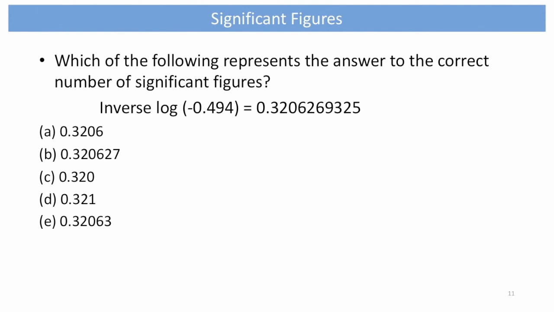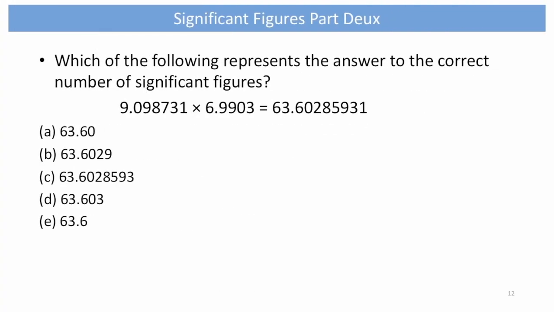So what is controlling the number of significant figures? Remember, if it's an inverse log, this is the characteristic. This is the mantissa. So the mantissa is what is going to be controlling the number of significant figures. So in our value, those are the first 3 significant figures. But of course, we have a number beyond that that is more than halfway to the next number. So the answer in this case is going to be D, 0.321.